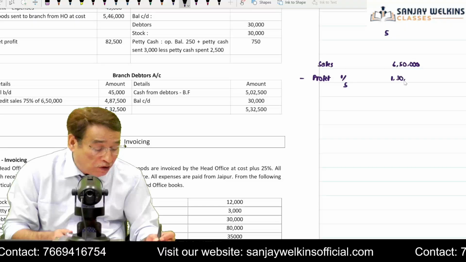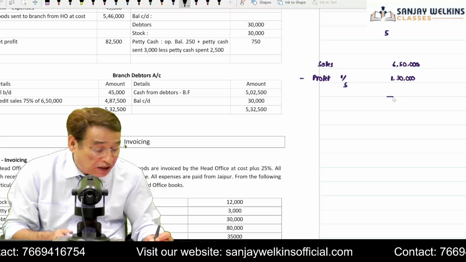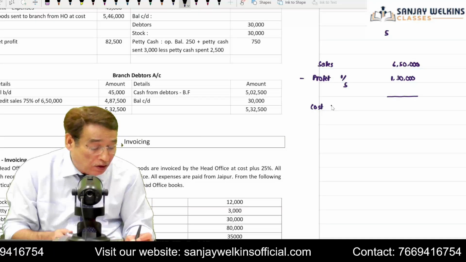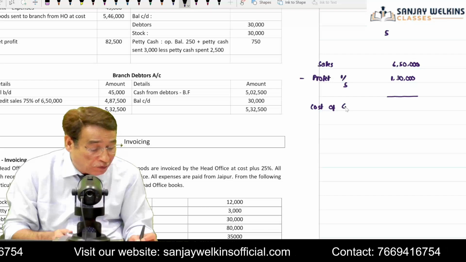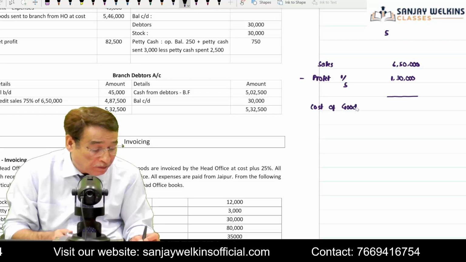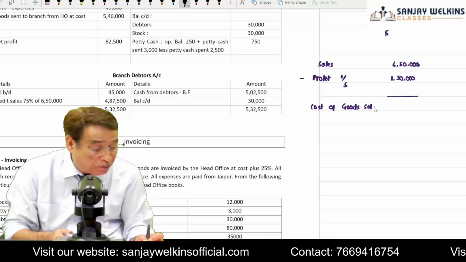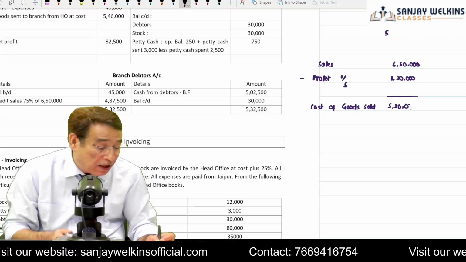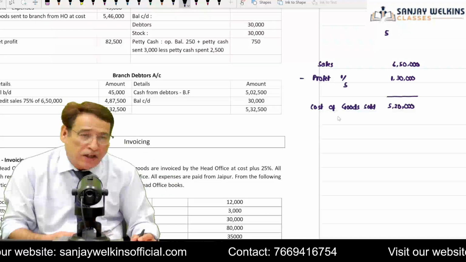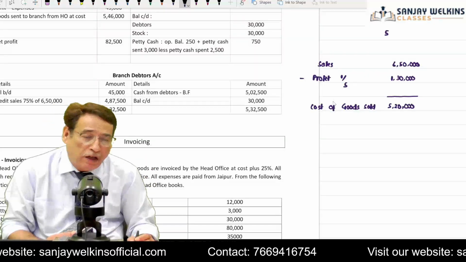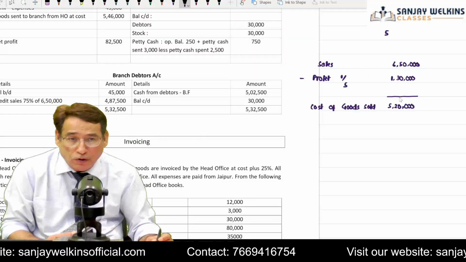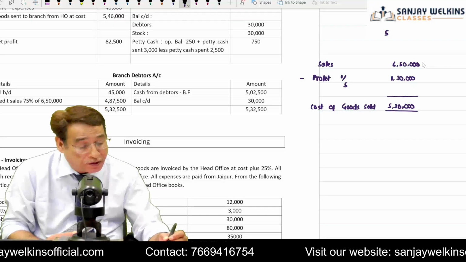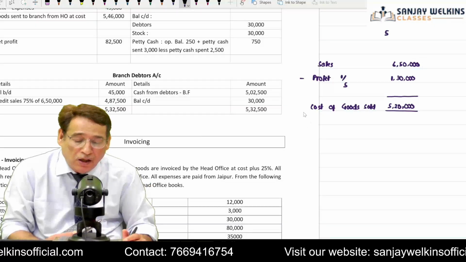By subtracting 1,30,000, now I may say that the total cost of the sales, this is cost of goods sold. Cost of goods sold means this much of goods costing have been sold by the branch. Cost of goods sold will be your 5,20,000. So we may say that out of whatever goods we sent and whatever goods were already available with the branch in the beginning, the branch must have sold 5,20,000 worth of goods. Of course, at a price of 6,50,000 they have sold.